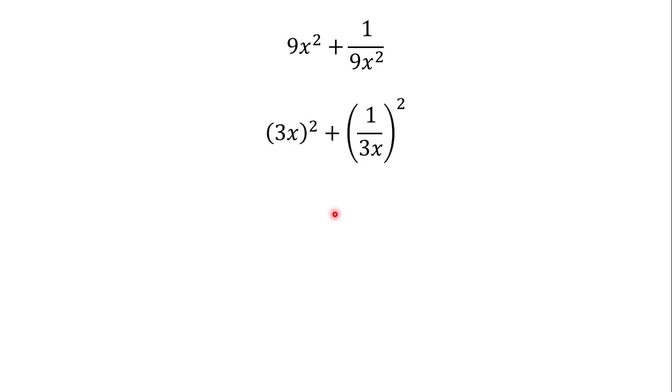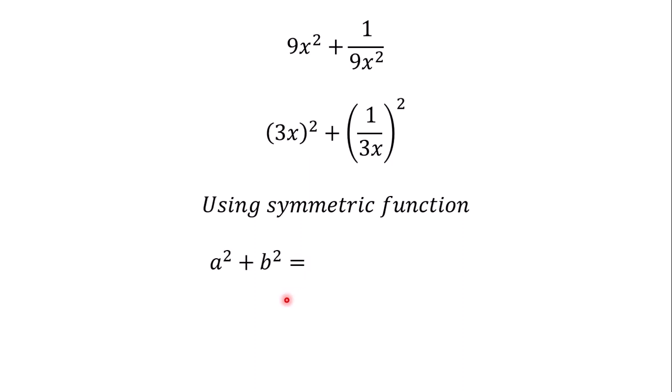Then we put in our value of x. By doing that, it will make it very simple for us to find the value of the expression. Okay, so using the symmetric function, yeah, the dot dot didn't come. The dot dot means you're just going to add another thing to it. Using the symmetric function, that is a squared plus b squared is equal to a plus b raised to the power 2 minus 2ab.